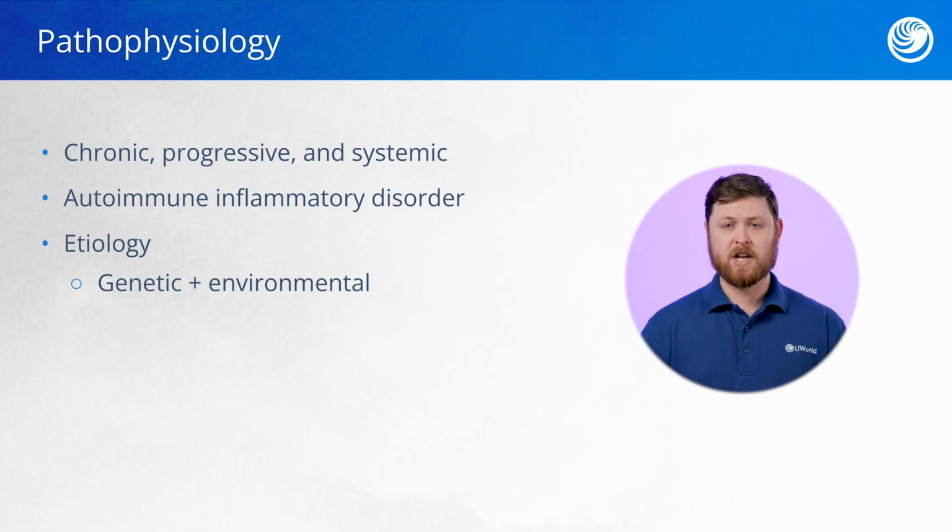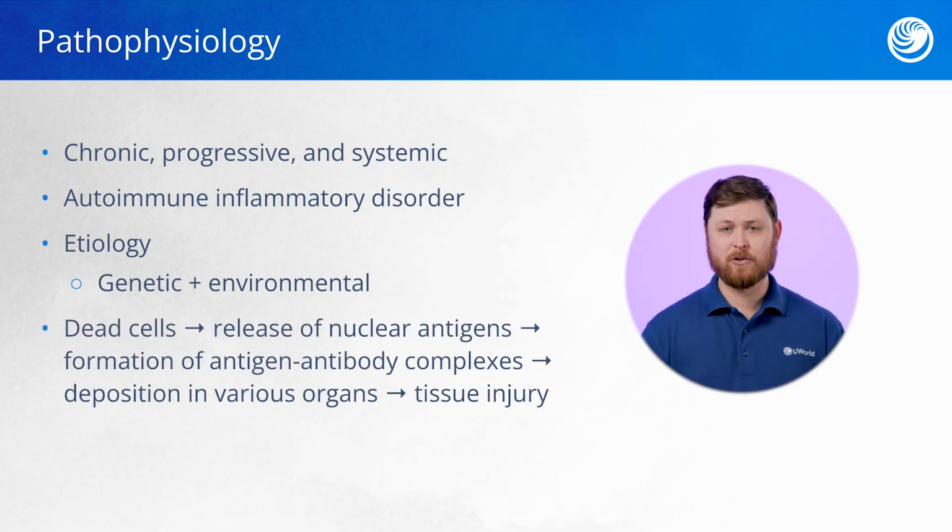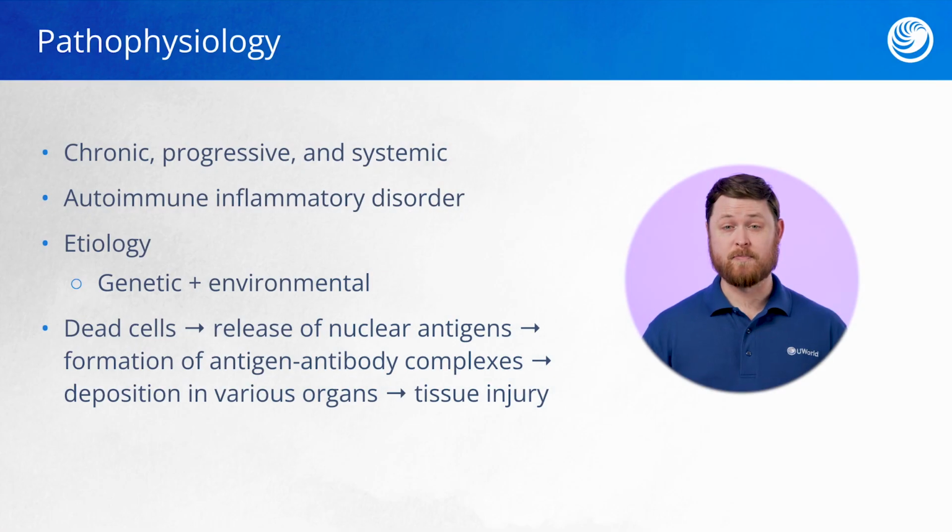The condition of lupus begins when dead cells are broken down, which leads to the release of nuclear antigens, which are components of the nucleus found within the cells, such as DNA and other proteins. Normally, the body is able to remove these nuclear antigens without any problem. However, in the case of lupus, the body recognizes these antigens as foreign agents. In response, the body forms antigen-antibody complexes, which can deposit anywhere throughout the body and lead to the development of inflammation in various tissues and organs.